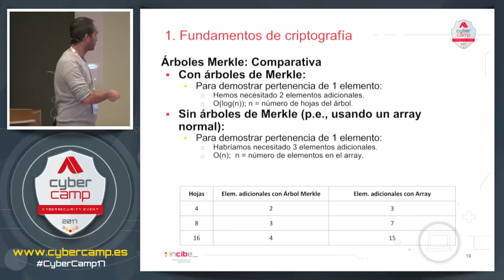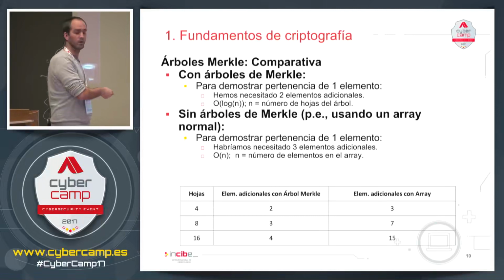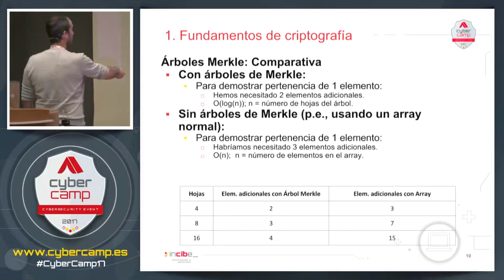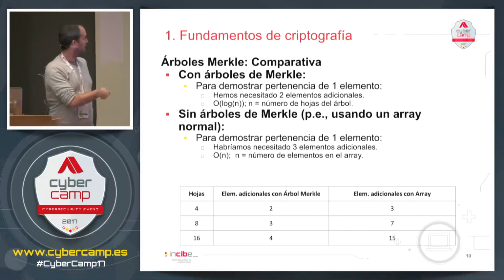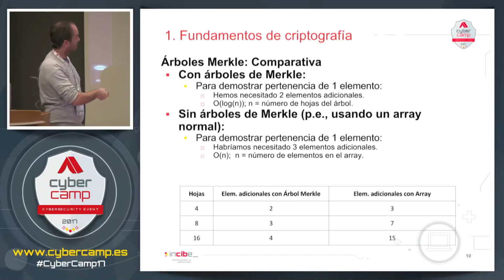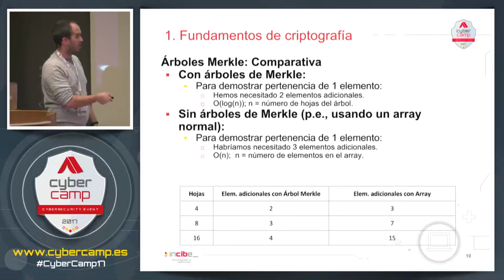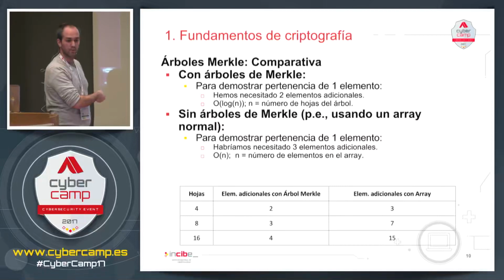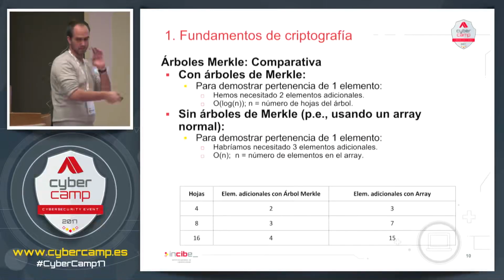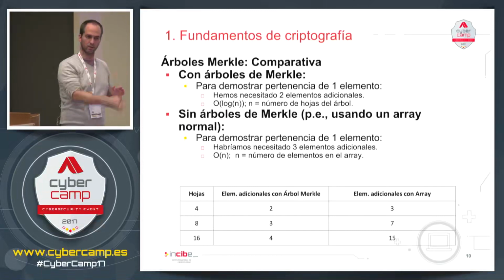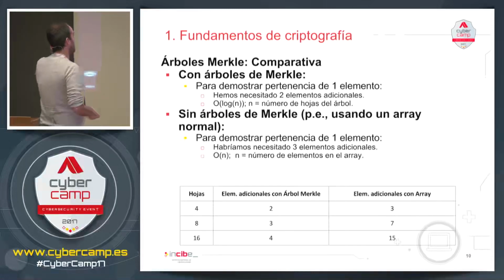If I have a set of 16 elements, with a Merkle tree, I have to send 4 additional elements. With an array, I would have to send 15. This is the logarithmic progression. It's 4 for 16, and for 8 it's 3. So it is growing in a logarithmic progression. And here it's linear. To demonstrate the belonging of an element to a set of 16 elements, I have to send 15. It's almost 16. If I have 8, I have to send 7. It's growing at the same pace as the number of elements of the set.